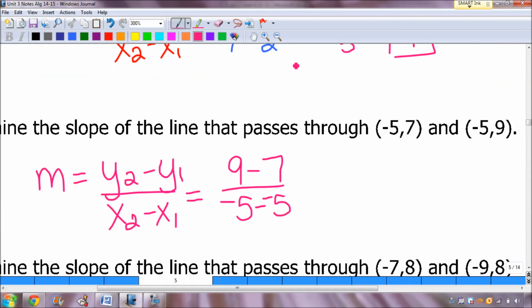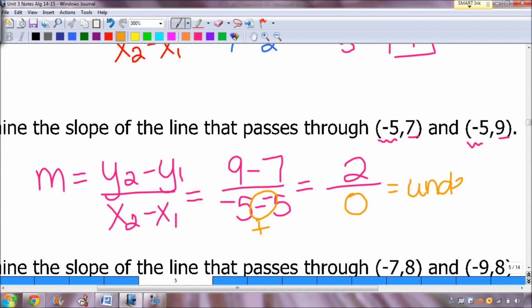Okay, so hopefully you recognize that y2 is this 9, and y1 is this 7, and that x2 is this -5, and x1 is this -5. So then when you subtract 9 minus 7, you end up getting 2, right? And then these negative signs turn into a positive, so you get -5 plus 5, which is 0. I'm trying to divide 2 into 0 pieces, which is impossible, which means that this is going to be an undefined slope.